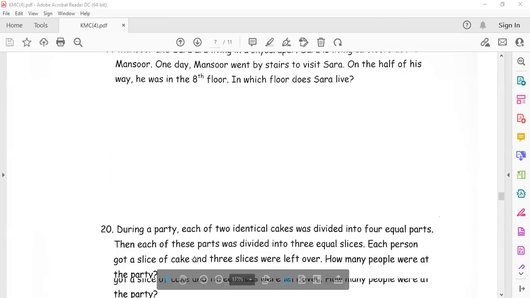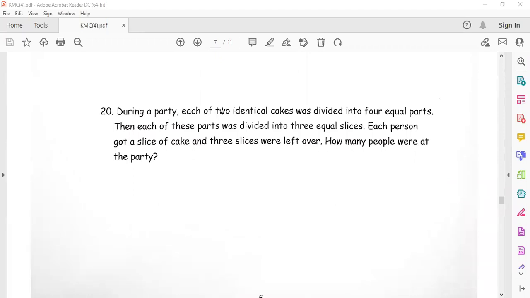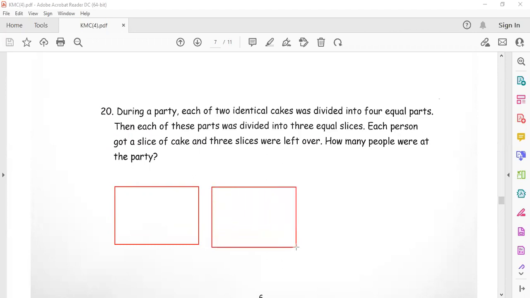And finally, question number 20. During a party, each of 2 identical cakes was divided into 4 equal parts. Oh my God, doesn't this already sound confusing? So draw. Okay, draw a cake, but since it's supposed to be identical, I try my level best to make it as identical as possible, okay? So, assuming this is identical, we have 2 identical cakes. This is our first information, 2 identical cakes, all right? Drawn already.